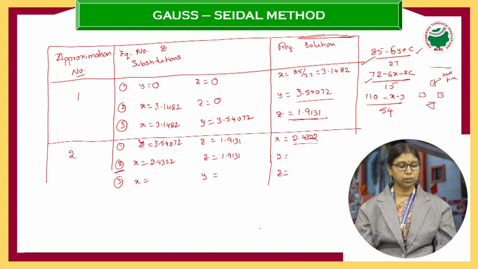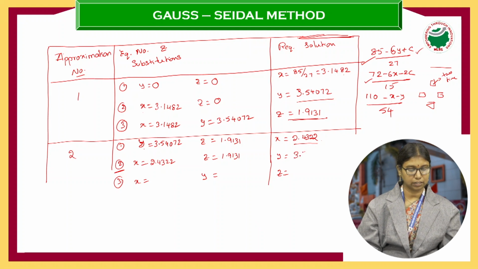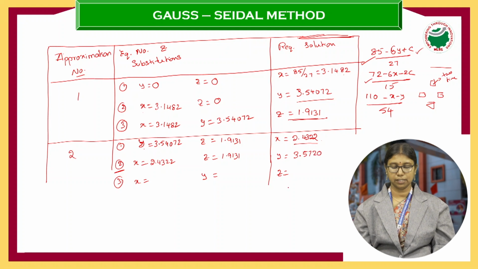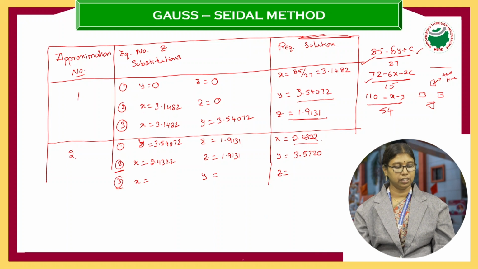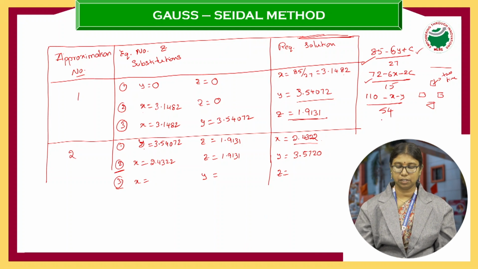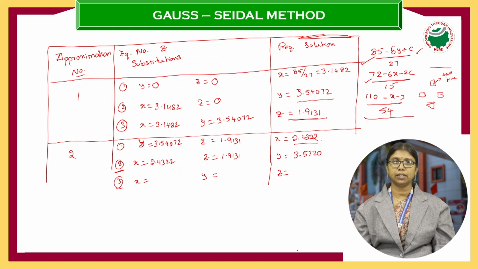Now press equal to. Then you will get y value as 3.5720. Next, you have to calculate z. For z, you have to enter the third equation. Again, press the upper arrow 2 times. Then you will get the third equation, 110 minus x minus y by 54, on your screen.